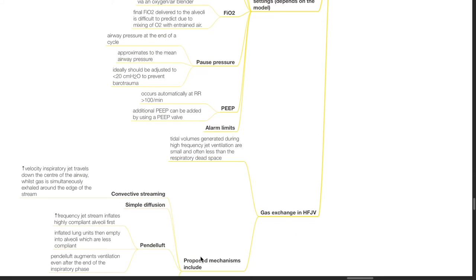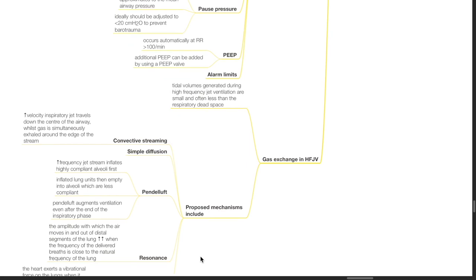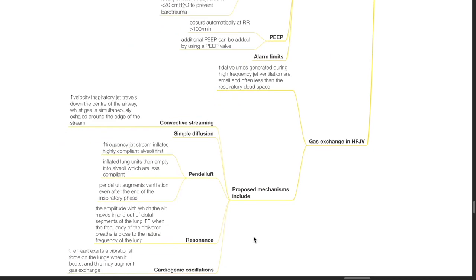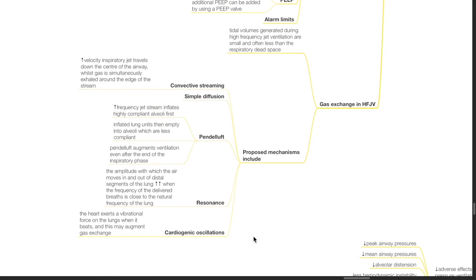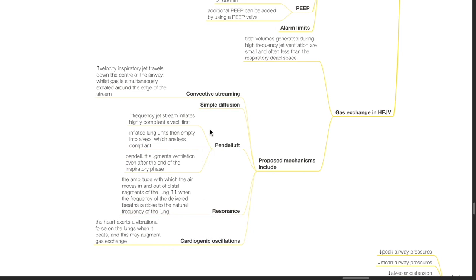Gas exchange in high-frequency jet ventilation. Proposed mechanisms include convective streaming, simple diffusion, Pendelluft, resonance, and cardiogenic oscillations. In convective streaming, the high-velocity inspiratory jet travels down the center of the airway, whilst gas is simultaneously exhaled around the edge of the stream.